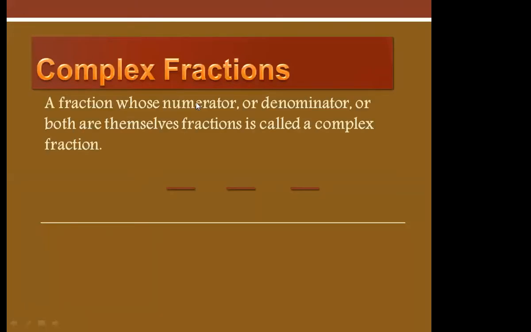Now what are complex fractions? A fraction whose numerator or denominator or both are themselves fractions, they are called complex fractions. I'm going to explain it with the help of an example. Just suppose, look here, what you have, 3 upon 4. So 3 upon 4 is a simple type of fraction.